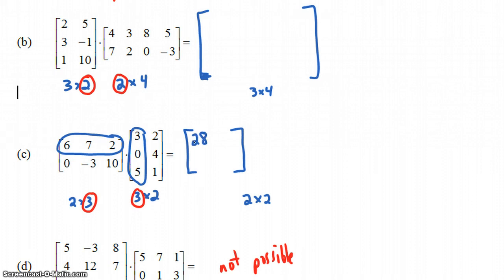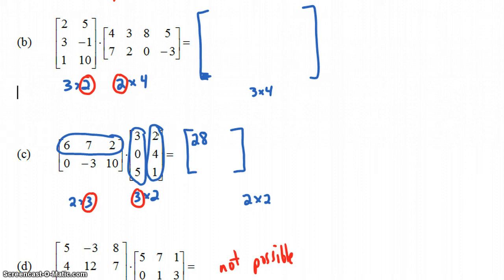This is row 1, column 1, because we did row 1 times column 1. Okay, the next thing you do, if you want to find the entry here, is we do this row, 6, 7, 2, by the second column. So this is row 1, column 2, this entry. So we're looking at row 1, column 2.